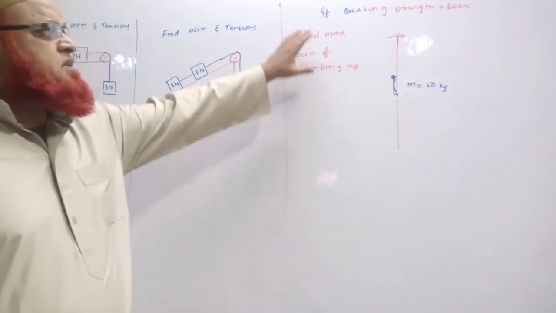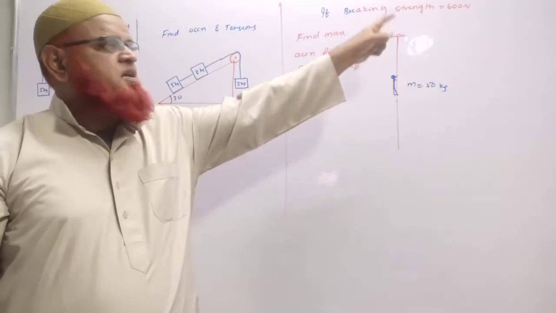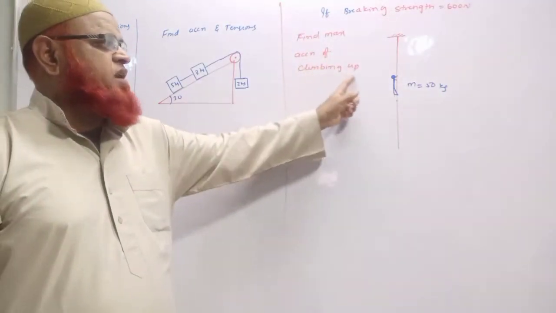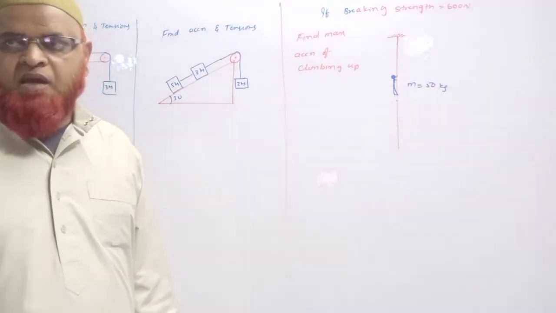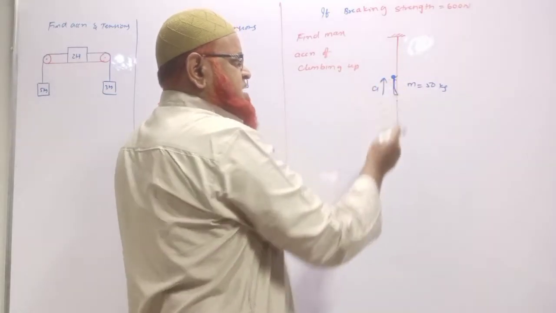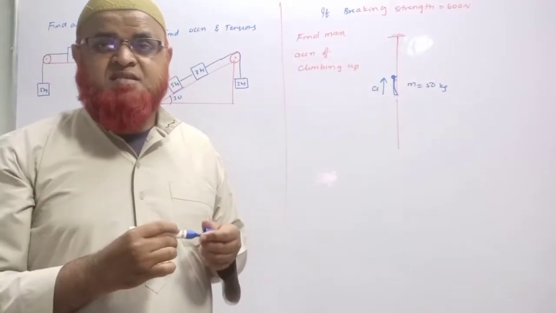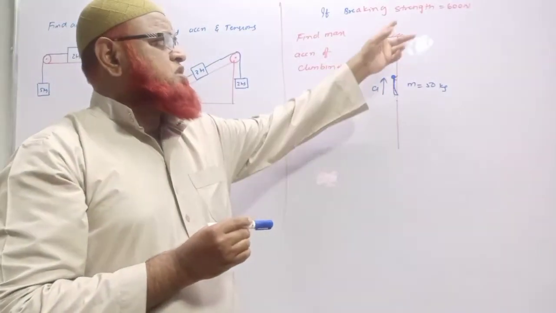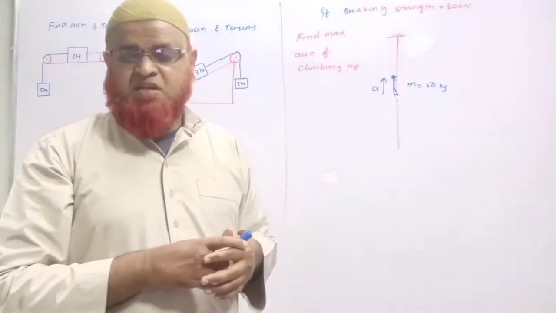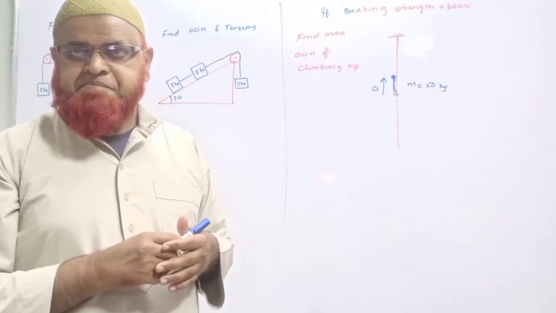Now, in this case, if the breaking strength of the wire is 600 newtons, find the maximum acceleration of climbing up. Okay, so what is the meaning of this question? What should be the maximum acceleration with which the man of mass 50 kgs has to climb so that the string will not break, because it is going to break at 600 newtons. Understood? Did you understand the question here?